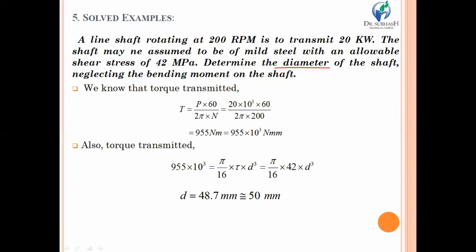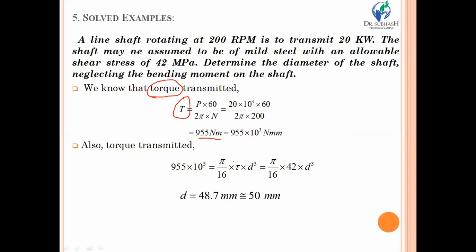But one more thing that you have to focus upon is that you have to neglect the bending moment in this particular example. So over here, there is only one case that you require to consider, because you have to neglect the bending moment. First of all, kindly calculate the torque transmitted by this shaft, and that is equal to 2 pi N T divided by 60. One can easily calculate the torque. By putting the values, you will have the torque 955 Newton meter, ultimately 955 into 10 raised to 3 Newton mm.